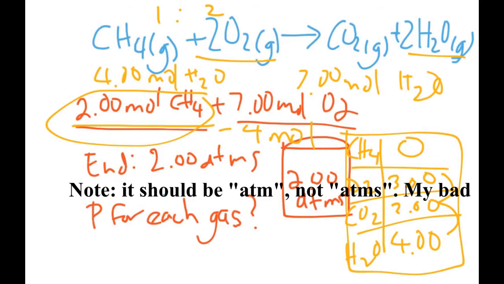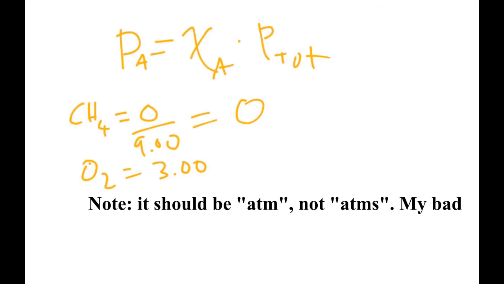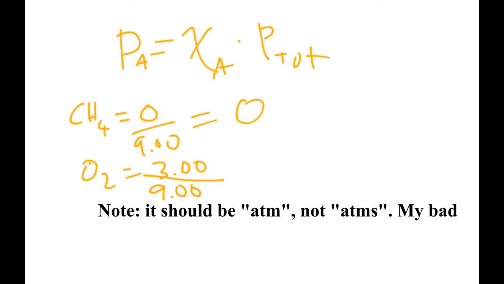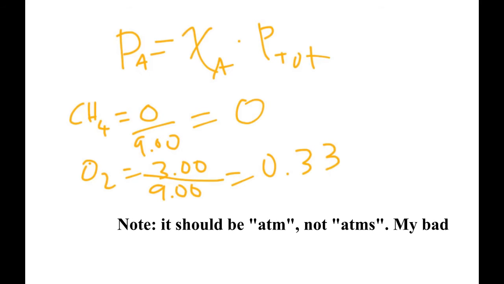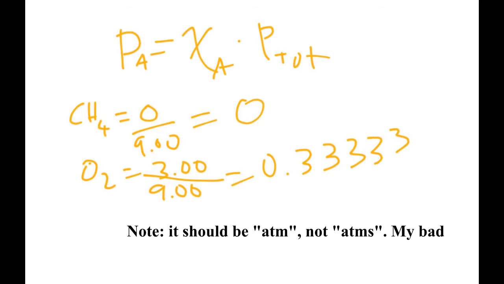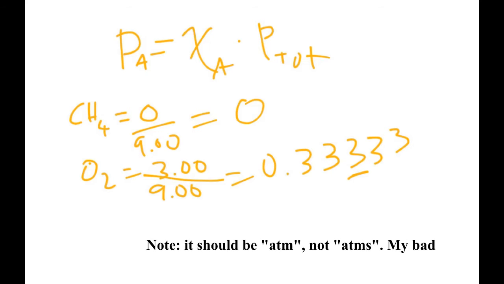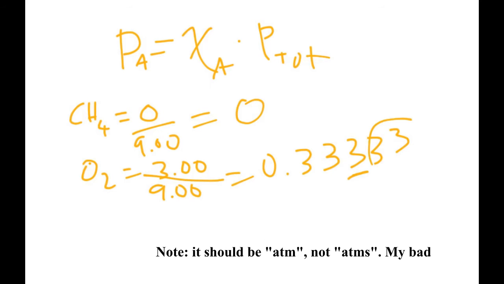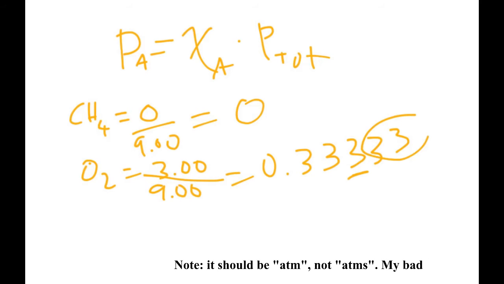And let's do it for O2. So for O2, we have 3.00 moles of O2 over the total, which is 9.00 moles, and we end up with an answer of 0.33333, and I'm going to keep track of my sig figs by putting the line there, and later on you'll see why I add extra sig figs, and this should be a common habit. You should always add extra sig figs after your calculations, because if you're going to use them later, it's better to keep extra sig figs so that your answer is more accurate.